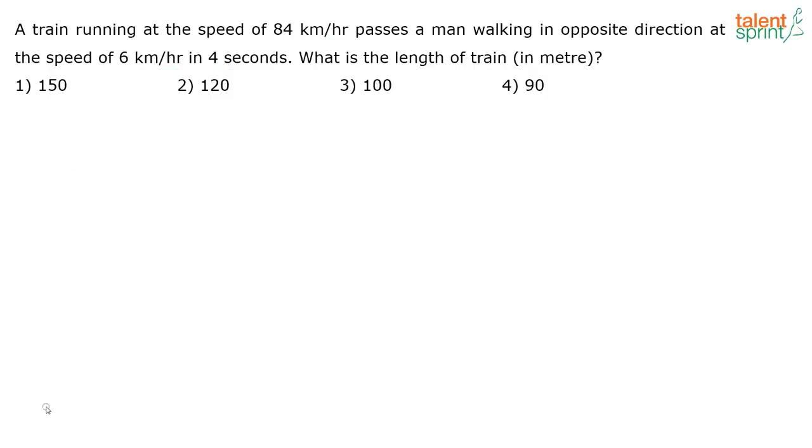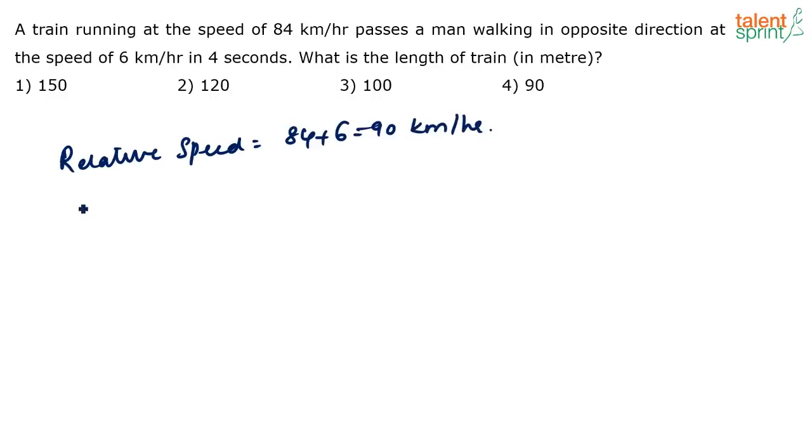So let us first find out what is the relative speed. See, a train is crossing a man who is walking in the opposite direction. So the relative speed, what is the relative speed? The relative speed is nothing but the sum of speeds of the two people, right? That is 84 plus 6, that is equal to 90 kilometers per hour. Now what is 90 kilometers per hour in terms of meters per second? 90 into 5 by 18 meters per second. Yes, that is 25 meters per second. That is the relative speed between the train and the man.